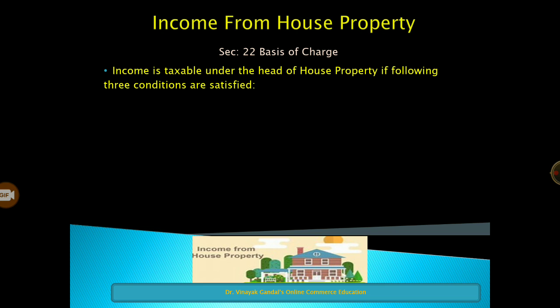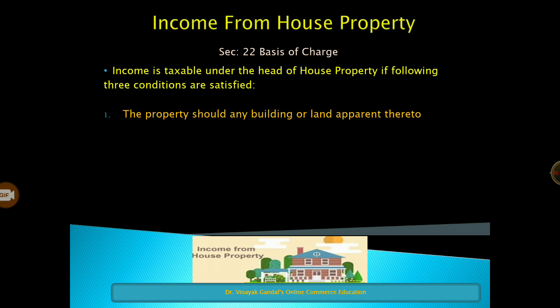So income is taxable under the head of house property if three conditions are satisfied. Now we are going to learn about the three basic conditions which determine the basis of chargeability. The first condition is that the property should consist of any building or land appurtenant thereto. Rental income of a vacant plot which is not appurtenant to a building is not chargeable to tax under the head of income from house property, because it is taxable under the head of profits and gains from business or profession.